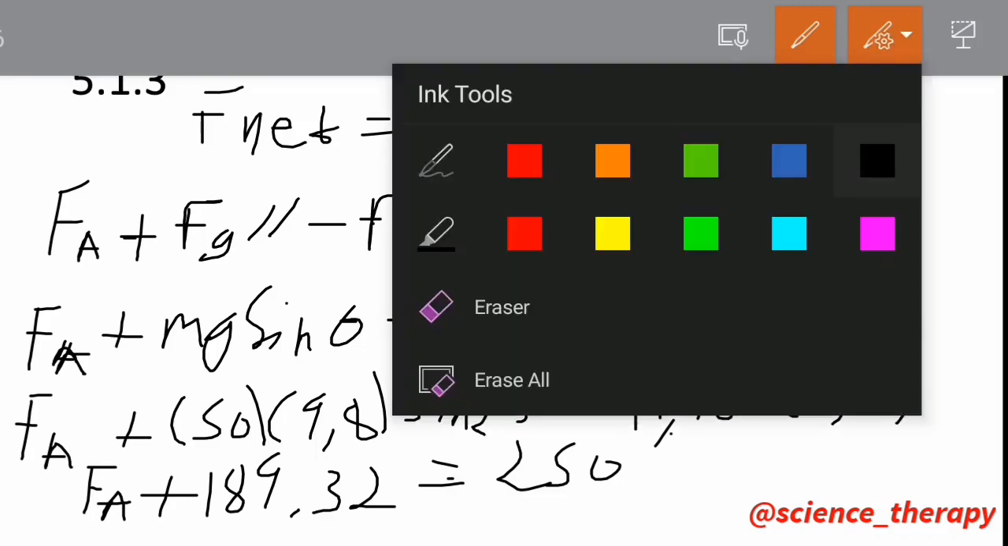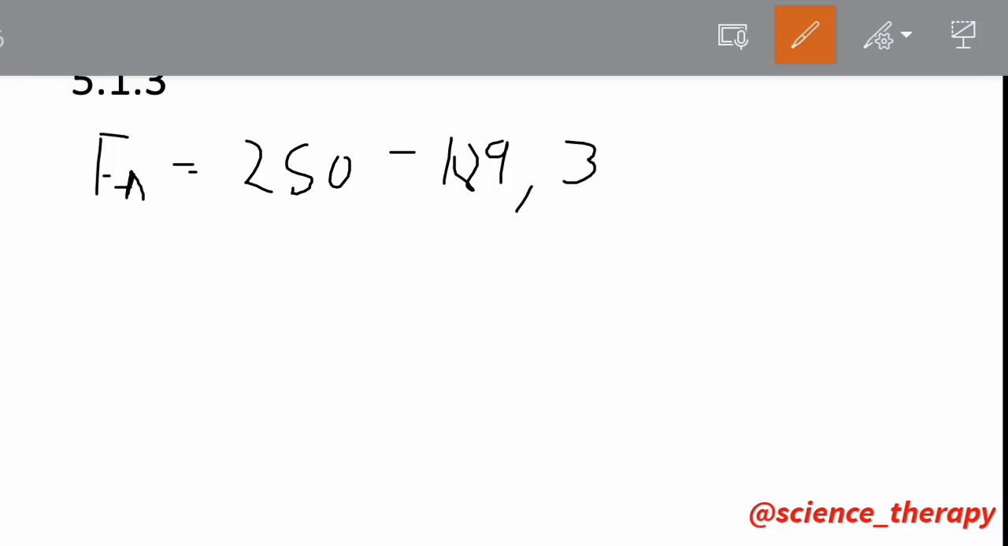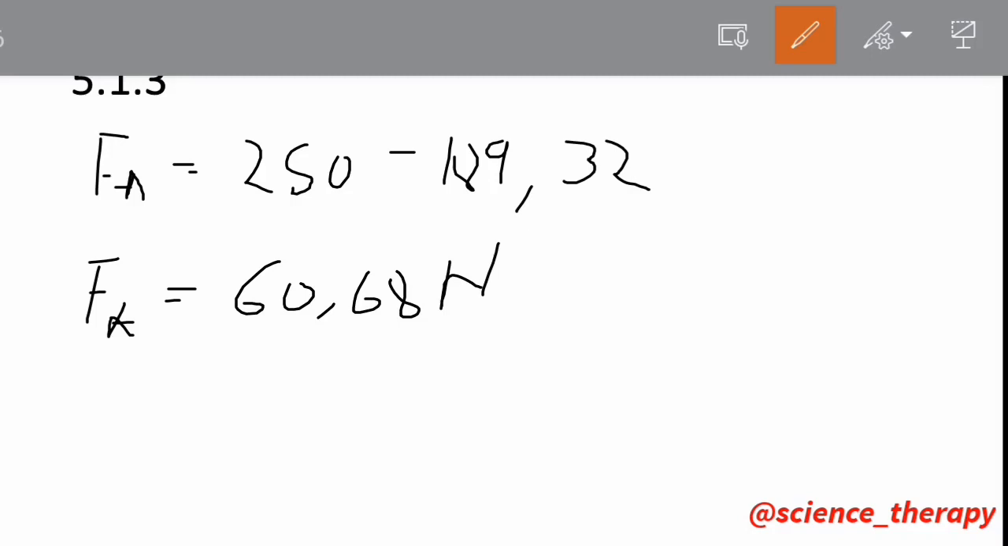Now, let's continue. That means now we have force applied is equal to 250 minus the 189.32. Now we have force applied is equal to 60.68 Newton, if you round off to 2 decimal places. Nice.